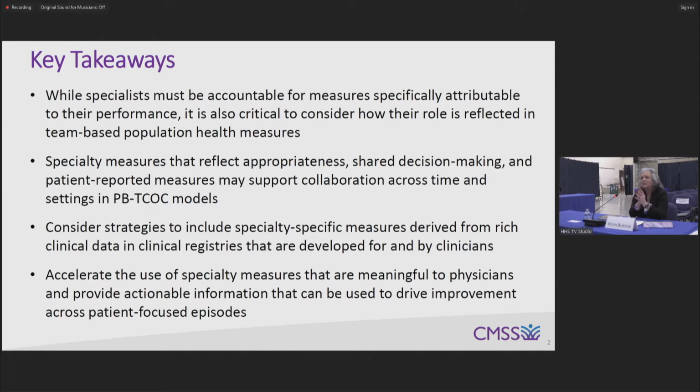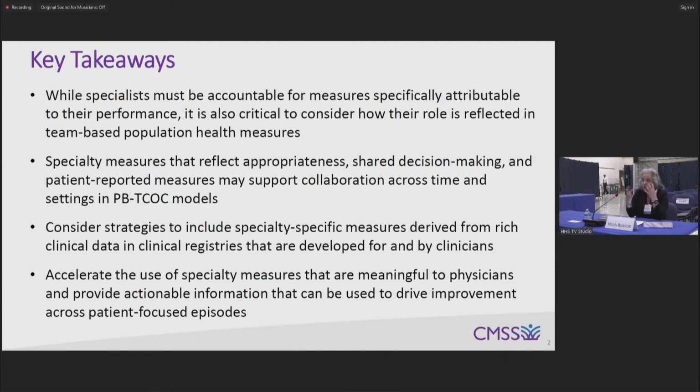For example, looking through some of the other lists of measures of access and timeliness directly makes sense for you to think about it through the lens of what a specialist might bring to a population-based measure, for example. And I think as we think about what's next and the kind of measures that we need, specialty measures that reflect appropriateness, shared decision-making, and patient-reported measures, I think are particularly, they're difficult, but I think they're also the ones that potentially support collaboration across time, across settings, across clinicians, in population-based total cost of care models.